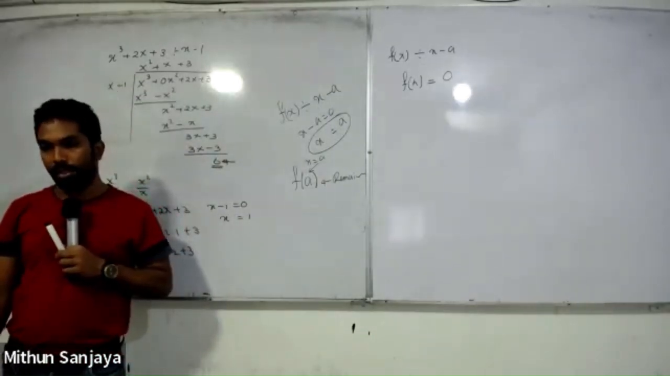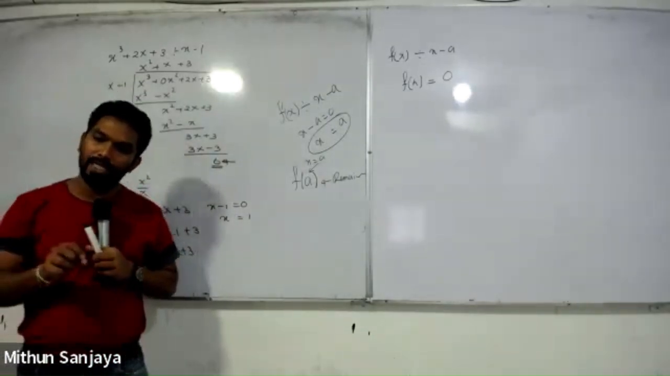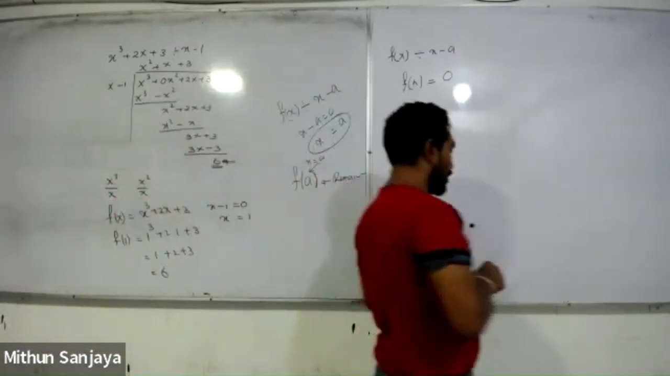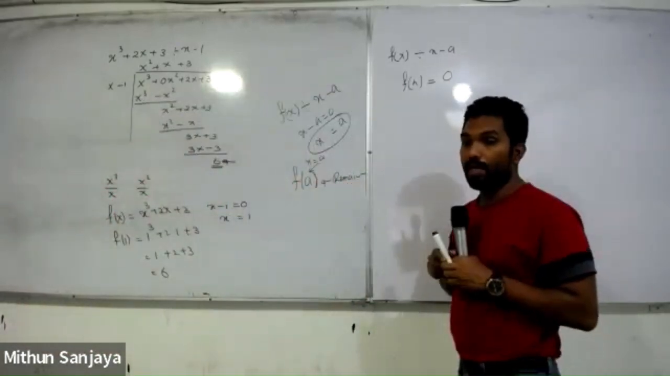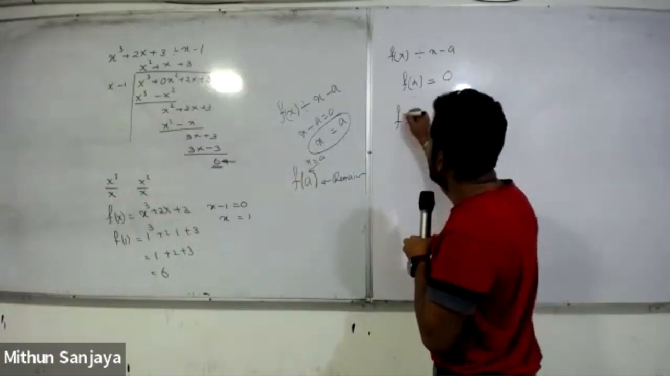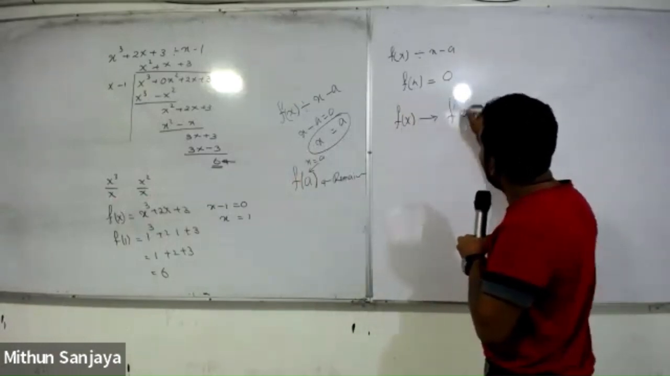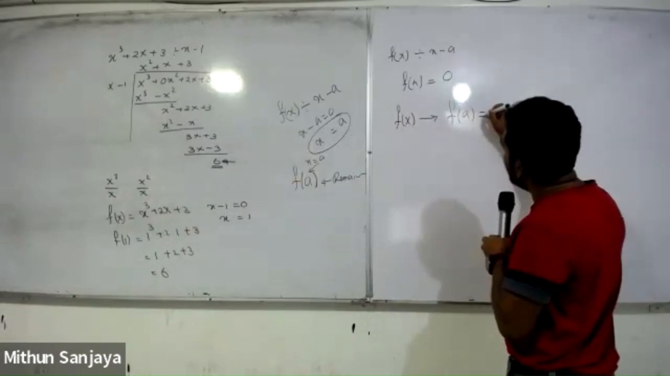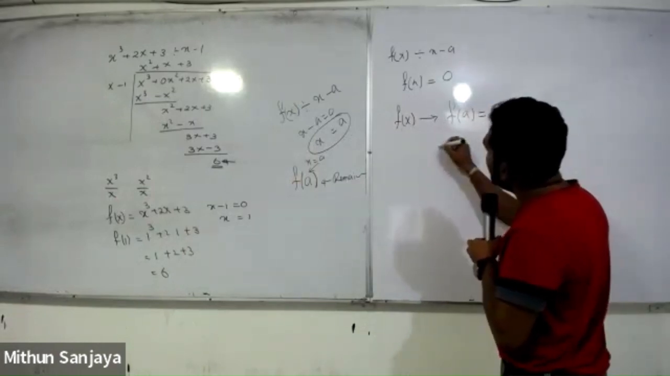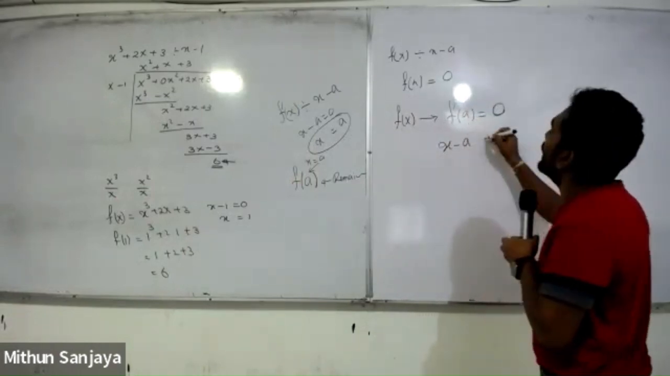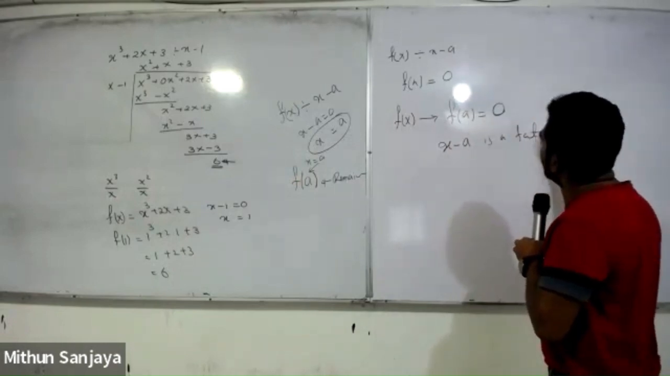How will we identify factors now? If we have a cubic or any other polynomial, we take the function and substitute some value into it. If the result is 0, then we say x minus a is a factor.